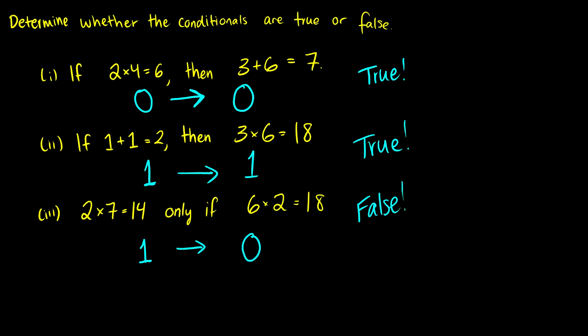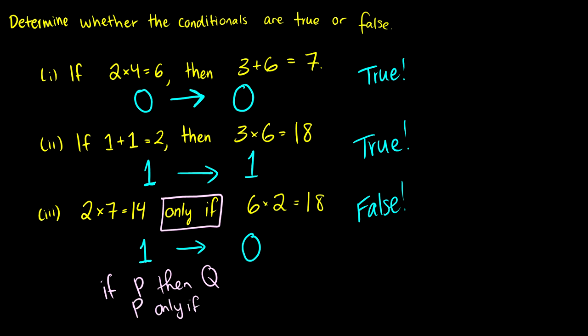So the key part here is that when we have only if, so if we have if P, then Q, this is equivalent to saying P only if Q. So we don't switch the order around like you would have if you just had P if Q. Then you'd have to change the order of the antecedent and consequent. But when it's only if, that is the same thing as saying if P then Q.